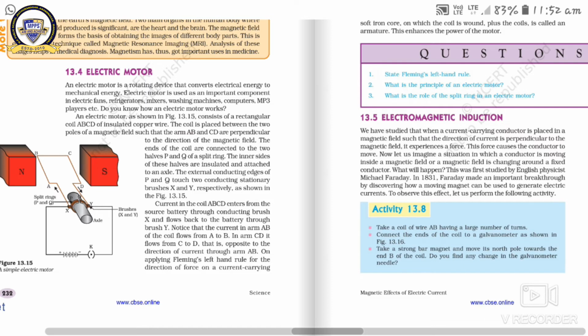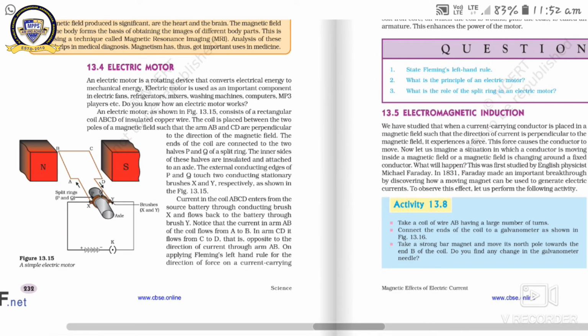Notice that the current in the arm AB of the coil flows from A to B. It means the current is flowing like from A to B, B to C, C to D. Got it? Like clockwise direction. Now, notice that the current in arm AB is from A to B, and in arm CD it is from C to D. That is opposite to the direction of the current through arm AB.